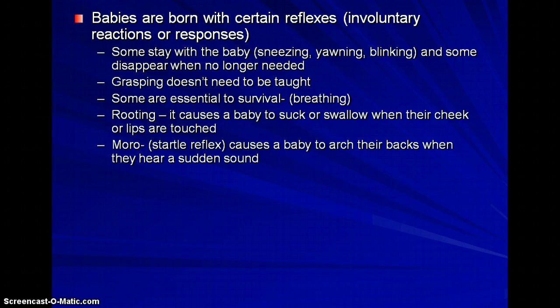The Moro reflex is a startle reflex. It causes the baby to arch their back when they hear a sudden sound.